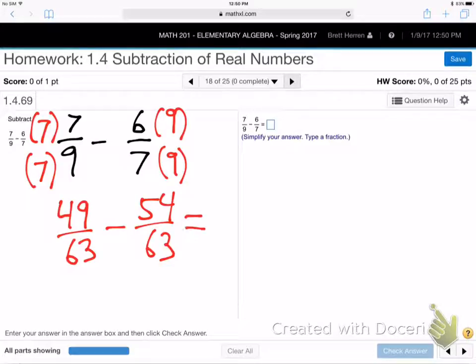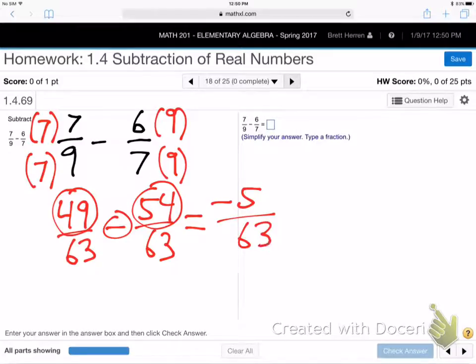Okay, and then we can subtract those. So subtract 49, take away 54. Is that minus 5? Over, and then the bottom just stays 63, and that's it. Minus 5/63.